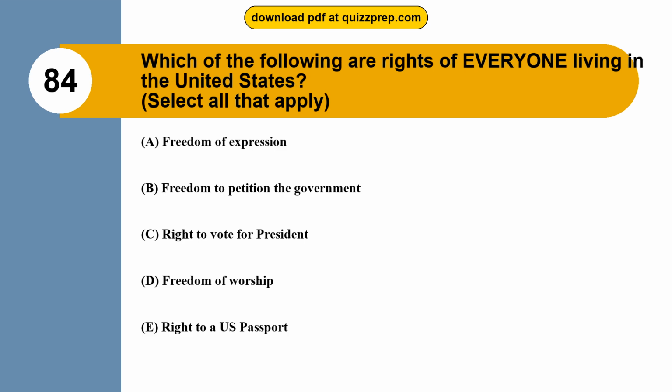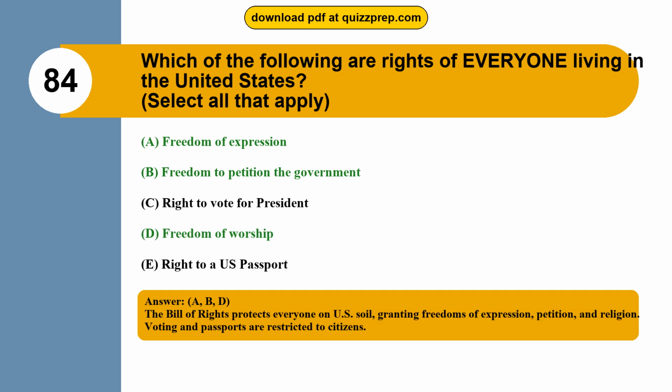Question 84. Which of the following are rights of everyone living in the United States? Option A, freedom of expression. Option B, freedom to petition the government. Option C, right to vote for president. Option D, freedom of worship. Option E, right to a U.S. passport. The correct answers are options A and B and D. Freedom of expression, freedom to petition the government, freedom of worship. The Bill of Rights protects everyone on U.S. soil, granting freedoms of expression, petition, and religion. Voting and passports are restricted to citizens.